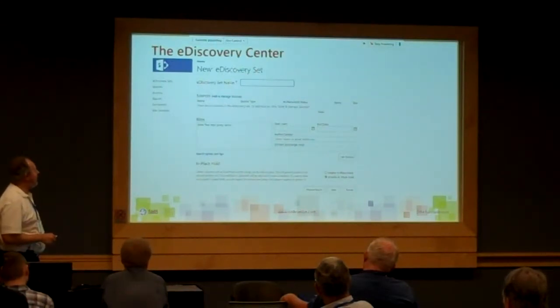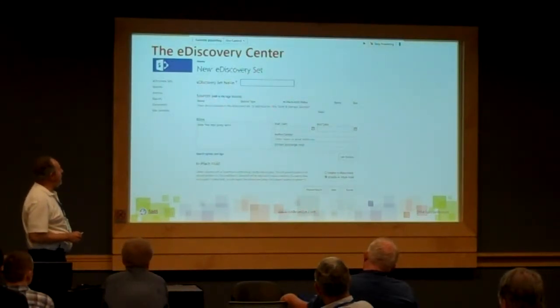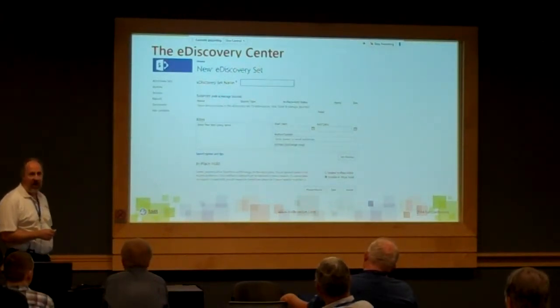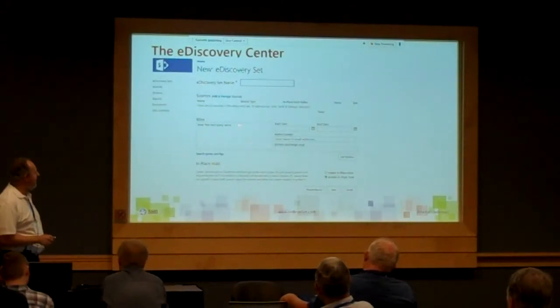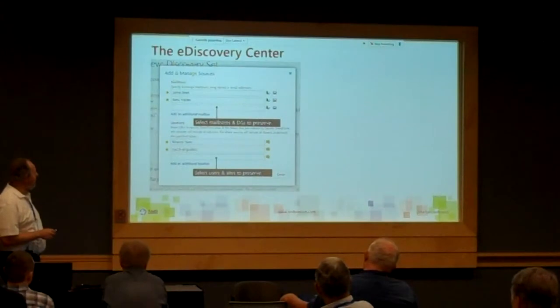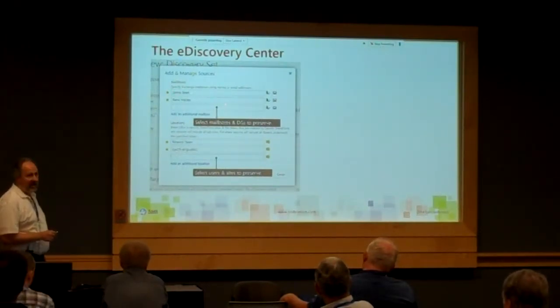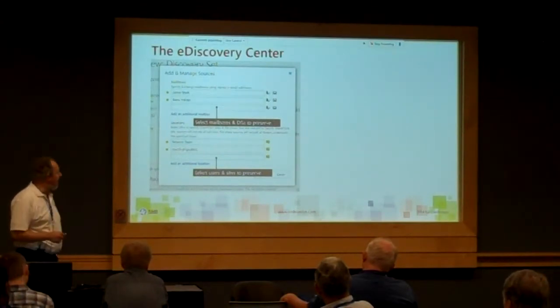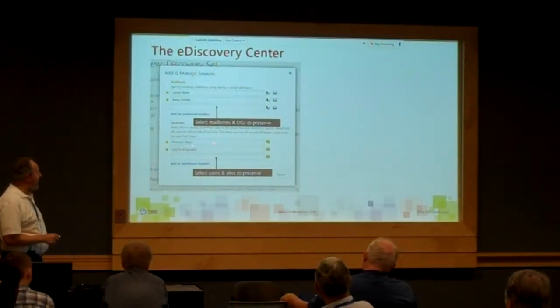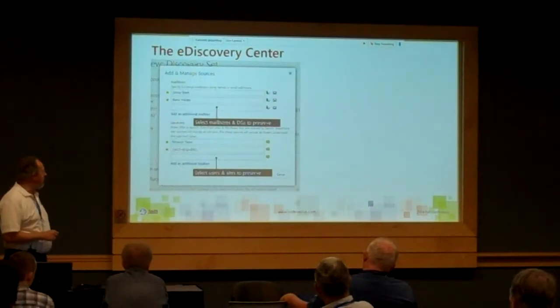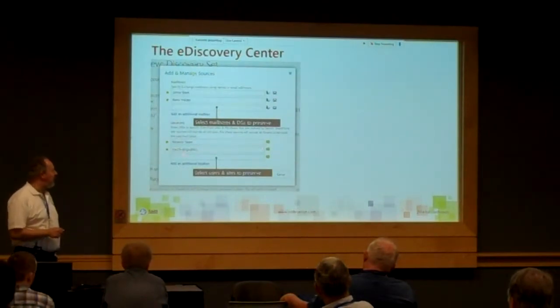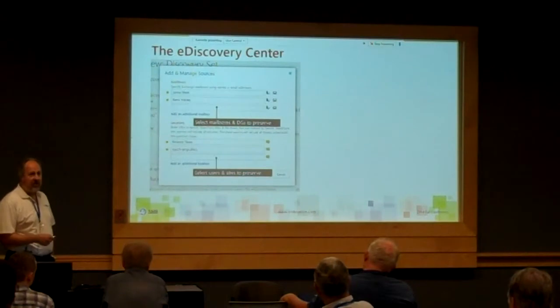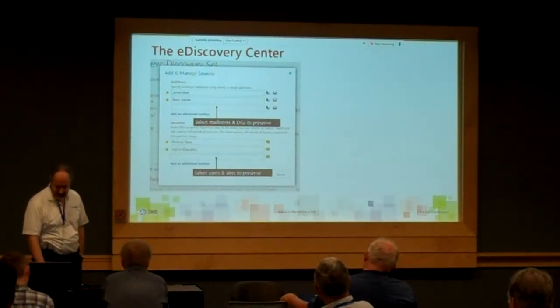You create a new e-discovery set, give it a name, you click on Add and Manage Sources to tell it which resources you want it to search, and then you can start applying filters to it. So you click Add and Manage Sources, you give it the mailboxes and distribution groups you want it to search on Exchange. You give it the document libraries that you want it to search. You give it the UNC paths to the folder shares that you want it to search, assuming you've already set those up to be indexed.